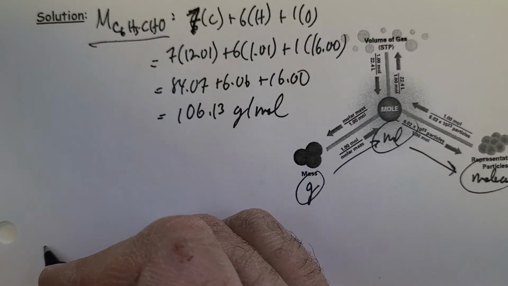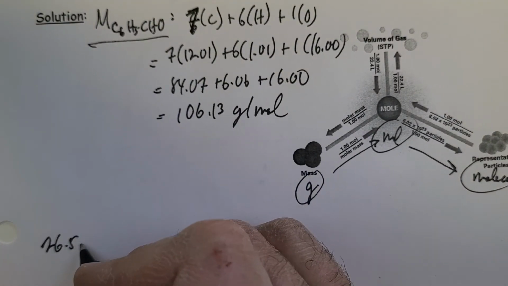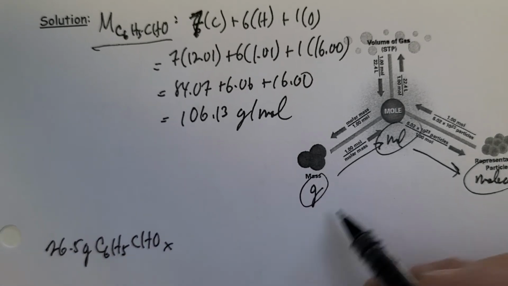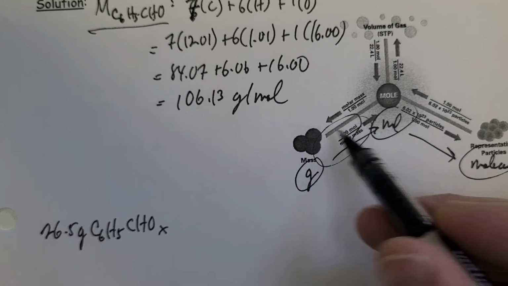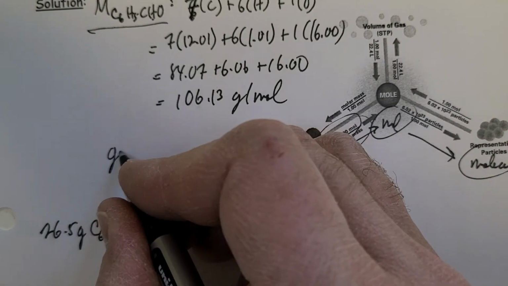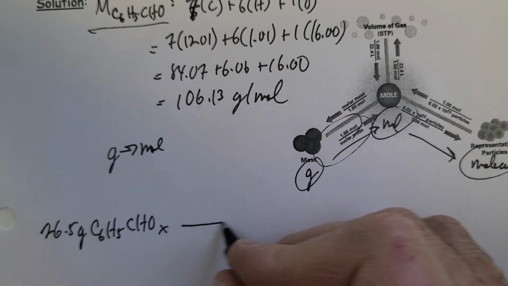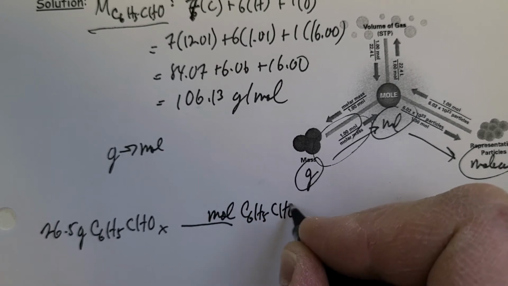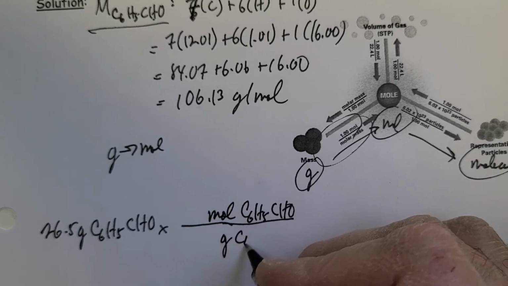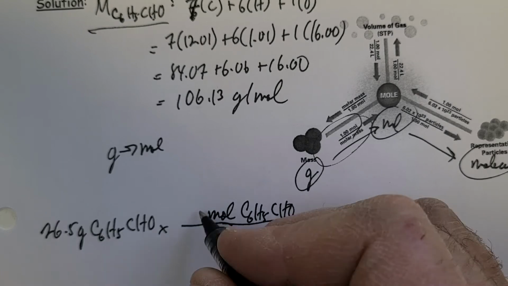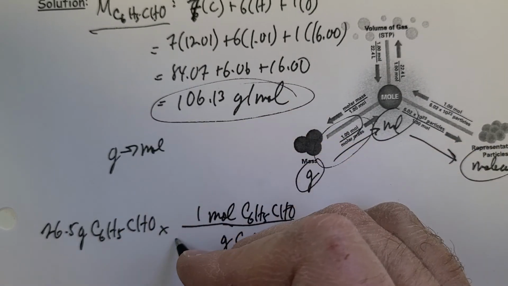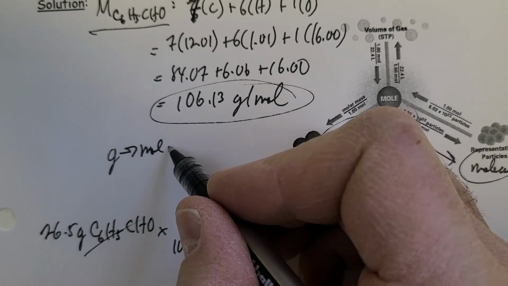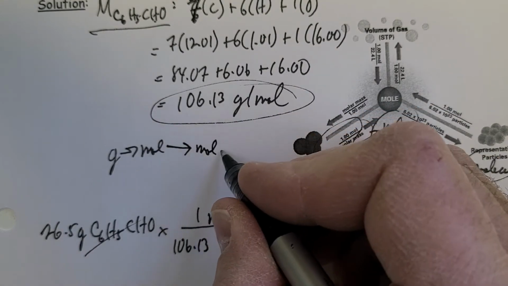All right, so we'll set this up like we did before. We're starting off with 26.5 grams of C6H5CHO. Going from grams to moles, I want moles on top, and of course I want grams on the bottom, C6H5CHO. So 1 mole is 106.13 grams. If I was to stop there, I'd be in the mole area, but of course I want to go to molecules.